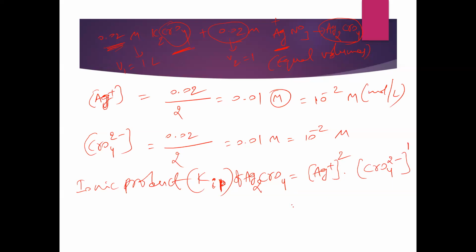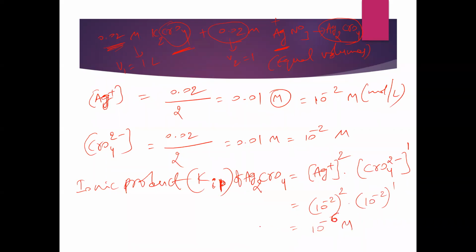So for the ionic product, what is the concentration of Ag+ in the solution? 10^-2, whole squared, into the CrO4^2- concentration, 10^-2 to the power of 1. That is equal to 10^-4 into 10^-2, that is 10^-6 molar we got.